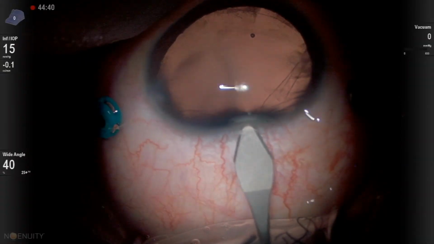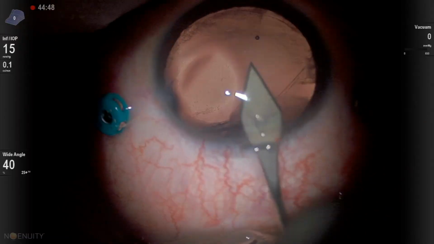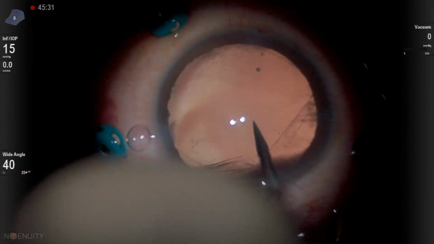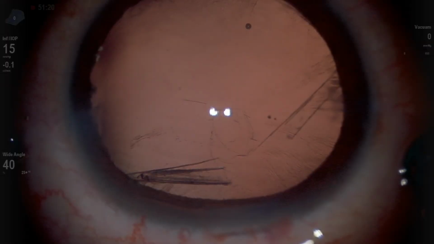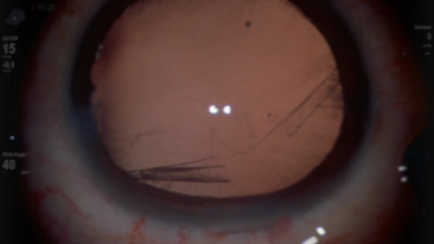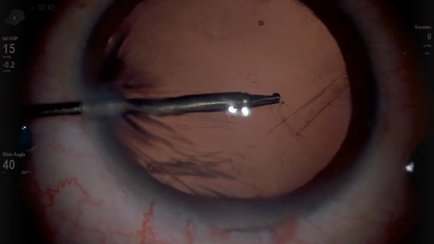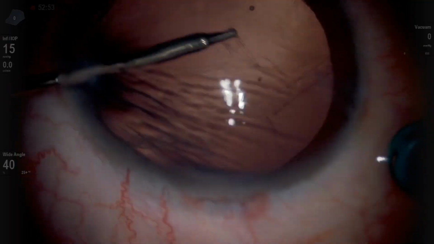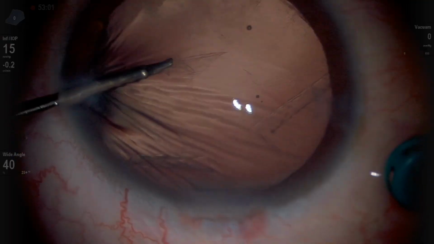Because of the absence of an intact capsular bag, we decided to proceed with a posterior capsulorhexis to secure the lens. The capsule opening started with an MVR blade, followed by curvilinear posterior capsulorhexis using a curved forceps, then the Utrata forceps.